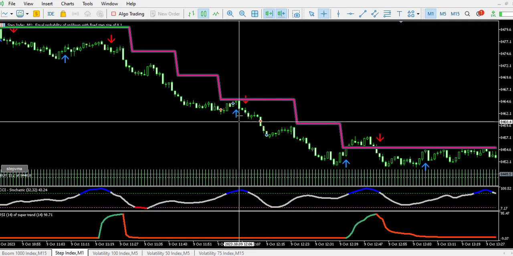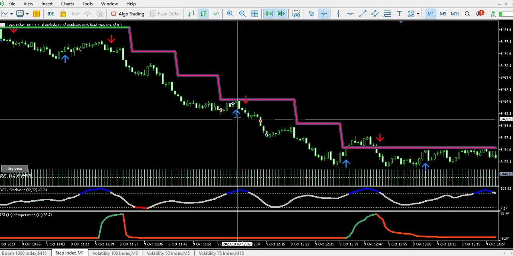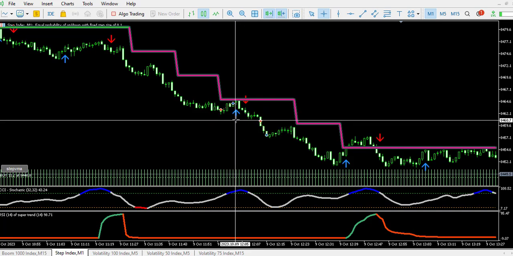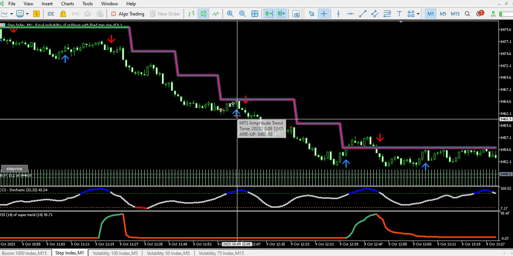And I would like to tell you that this arrow does repaint if the candle did not close. So allow the candle to close before you take any trade.